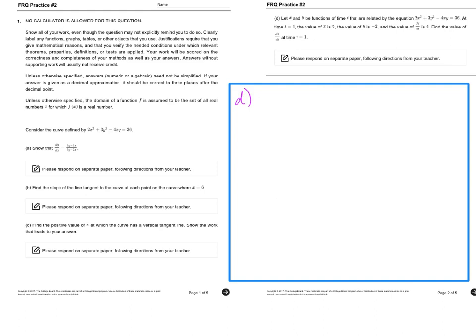Let x and y be functions of time that are related by that equation. So again, that equation there. And then it gives you all this stuff. The value of x is 2. The value of y is negative 2. dy dt is 4. Find the value of dx dt. So see how they threw in a related rate? How do you know it's a related rate? Remember, when it's with respect to t. Okay, so this is at t equals 1. So I'm going back to this original function.